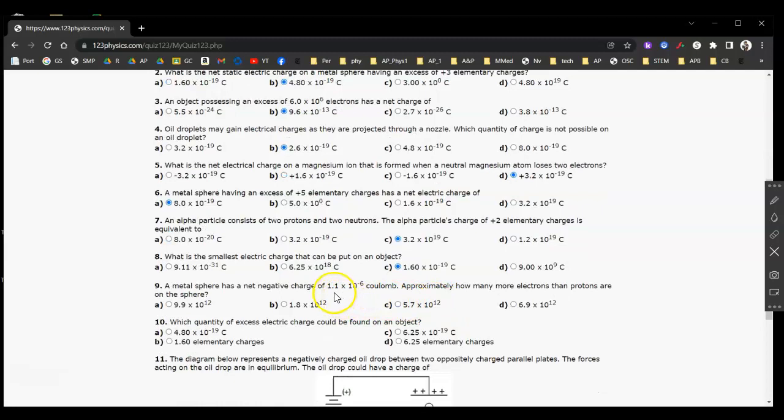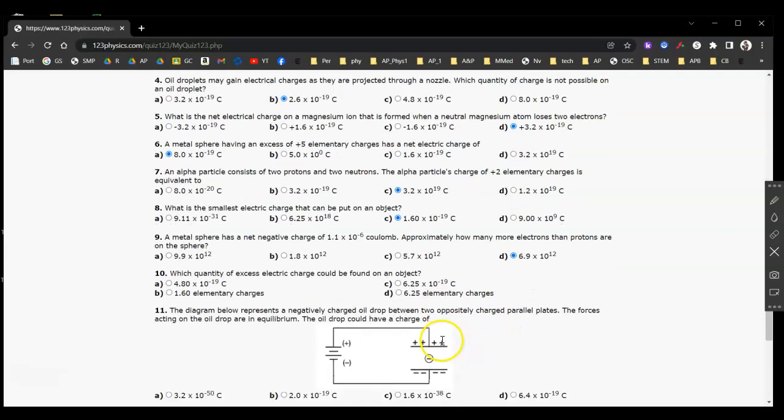A metal sphere has a charge of that many coulombs. How many more electrons than protons does it have? What do you do with that number? Let's put it on a calculator. 1.1 times 10 to the negative 6. But what do we do next? To find out how many electrons, how many 1.6 times 10 to the negative 19? Right, good. Divide with parentheses. Good job. Well, I haven't done this in my head, but I trust you. Yeah, it looks like you're right about that.